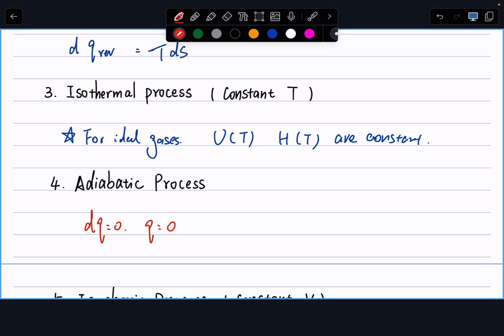Basically, these are things I don't expect you to memorize, but you really should get familiar with them. When reading the problem, it will only say, okay, you have an adiabatic expansion. You need to be able to translate that adiabatic expansion into dQ equals 0, Q equals 0, and V final minus V initial is positive. So that's my expectation of you.